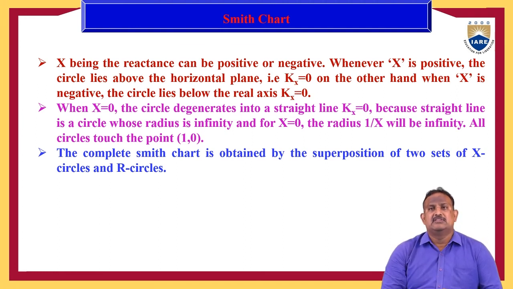When x equal to 0, the circle degenerates into a straight line, that is kx equal to 0, because a straight line is a circle whose radius is infinity. For x equal to 0, the radius 1 by x will be at infinity. All the circles will pass through the point (1, 0) only. So the complete Smith chart is obtained by combining both real and imaginary terms.